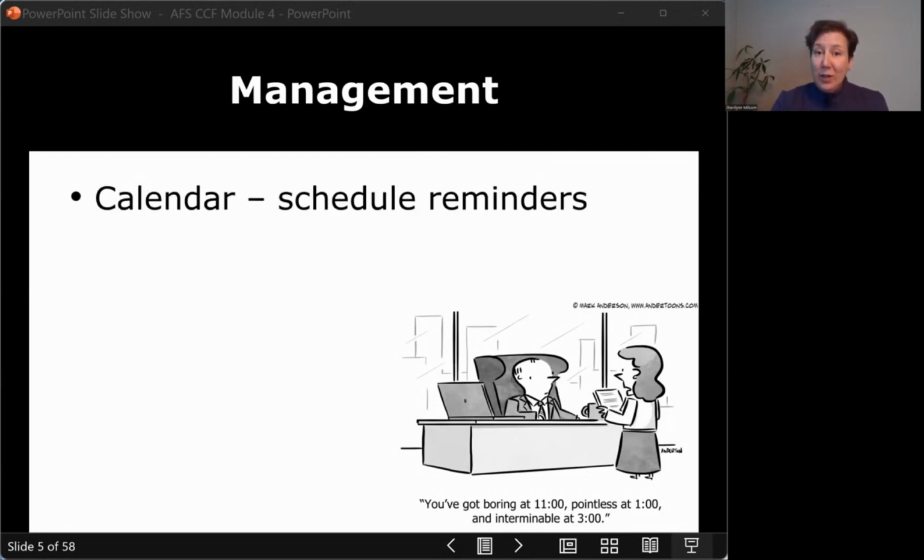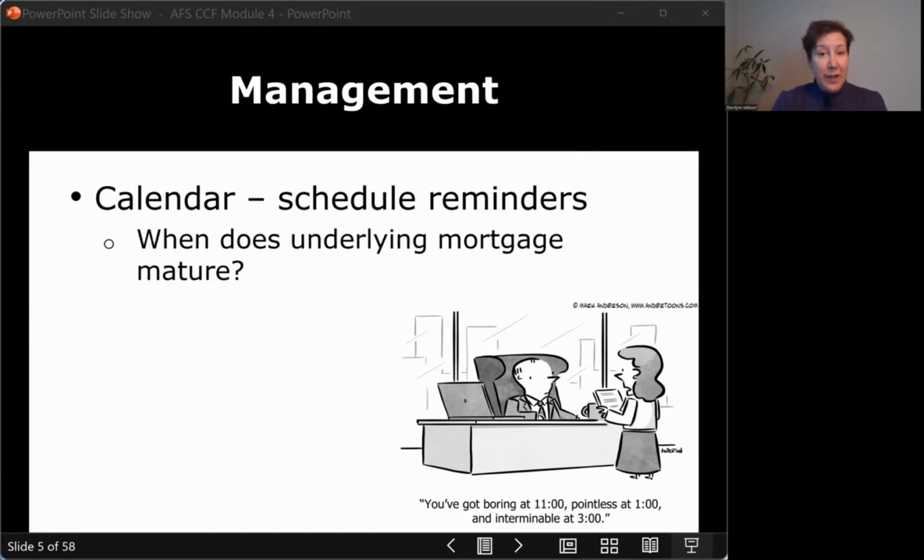Effective management also involves a calendar where you can set reminders. And these are for some very important dates. When does your underlying mortgage mature? You want to make sure that you have a few months' notice so you can re-examine what you're doing with the property and prepare for any renewals or whatever you may need to do.